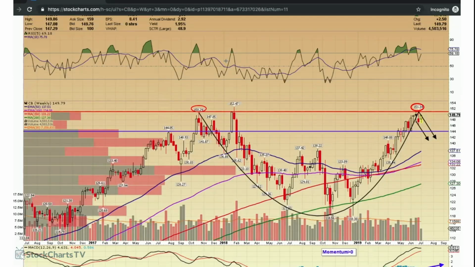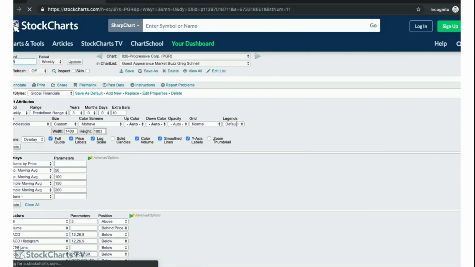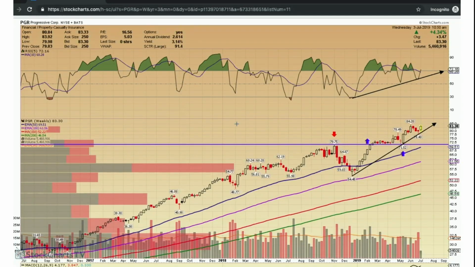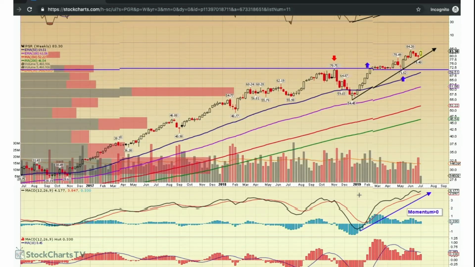Now, if we take a look at the strongest insurance company in the US, which is Progressive. Progressive has been a beautiful stock to hold for a very long time. What we've done here is we broke above 70, we came back and retested around 71.52, and we've just been holding this nice uptrend line here. And we have a scooter of 91, which is just amazing to see. Momentum's above 0.